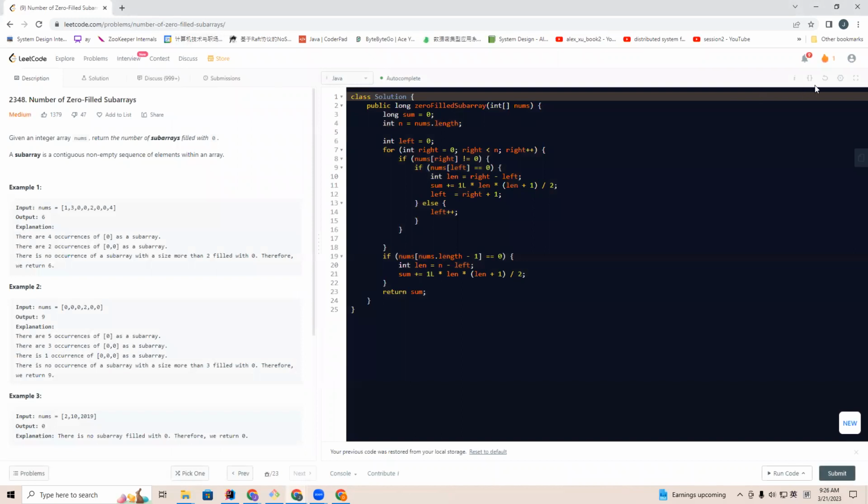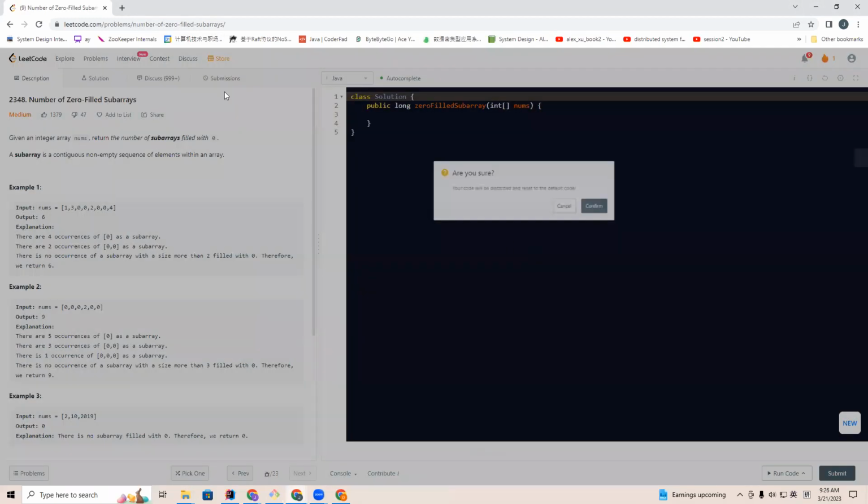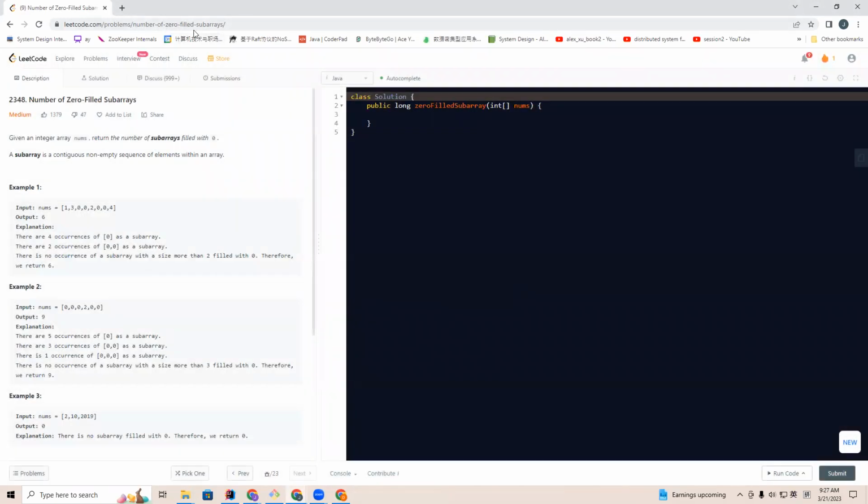Let's go through the LeetCode problem 2348, Number of Zero-Filled Subarrays. For this question, it asks how many subarrays are all filled with 0.